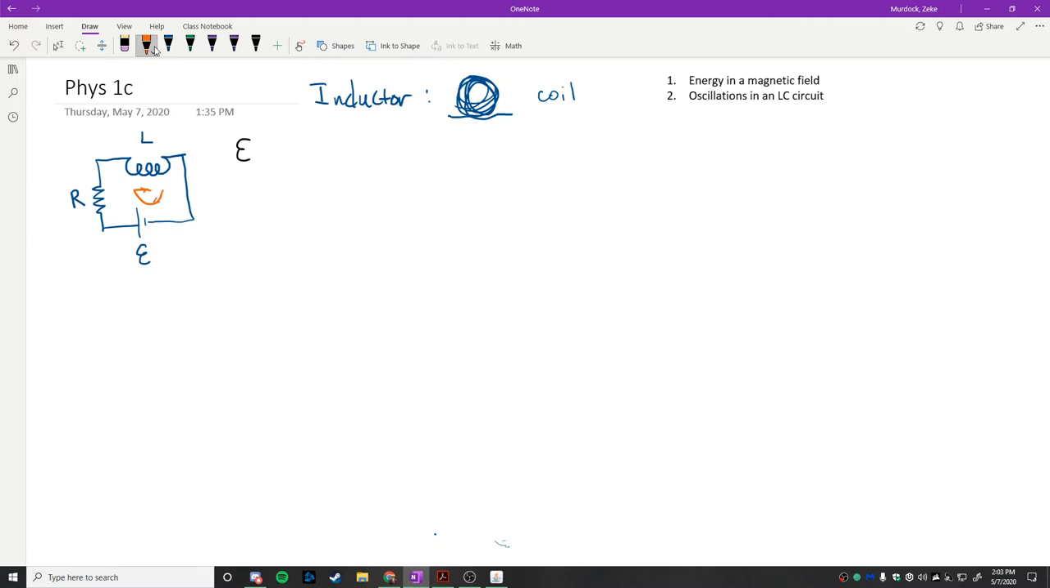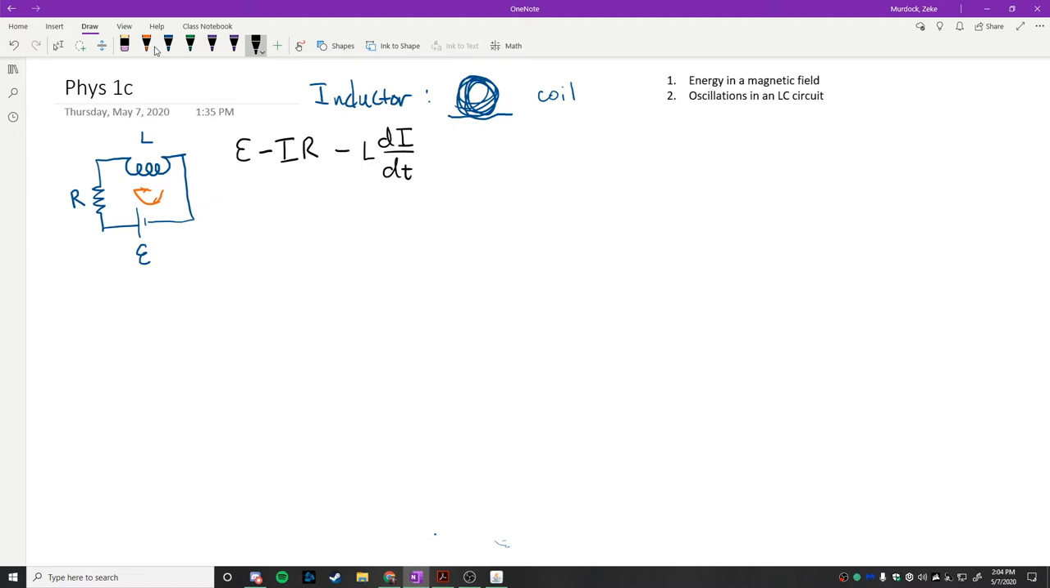When you pass the EMF, you get E. I don't know how well you guys remember this. When you go past the resistor, you're going to get a voltage drop of IR. And then when you come past the inductor, this is what we learned yesterday, you get this expression: negative L dI/dt. This expresses the voltage drop across the inductor.